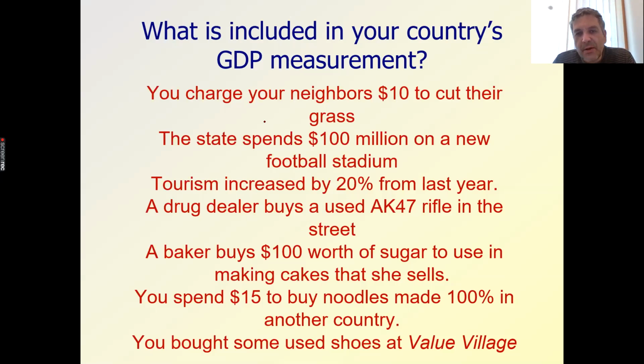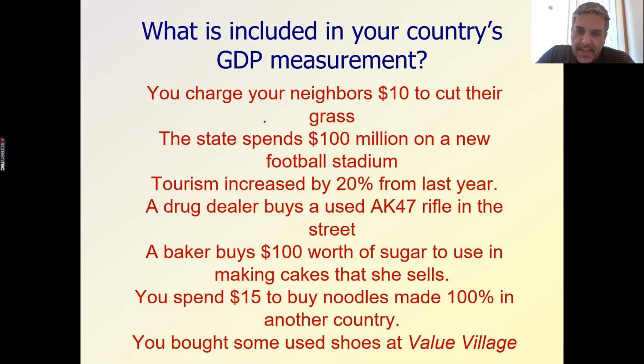The state spends 100 million, yes, it's included in the GDP. Government expenditure. Tourism increased by 20%. Yes, it is included in the GDP of this year because it's money flowing in. Tourism is counted as an export, okay? It's an export of your landscape, your scenery, your culture, whatever people are paying to come into your country. So it should be included in your GDP.